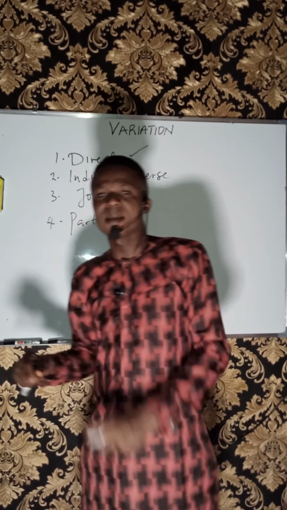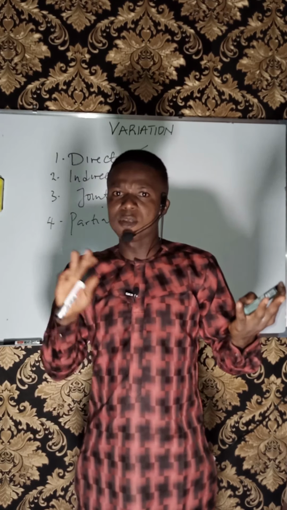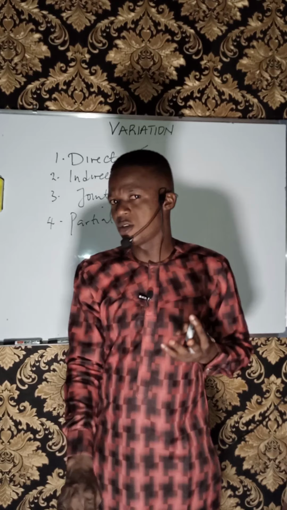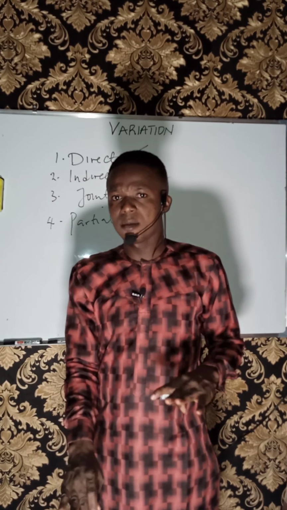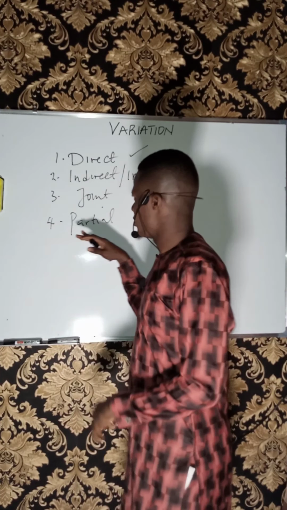You can still see this example when you're talking about work. When there are more laborers, the time it will take them to perform the work will reduce. But when the laborers are few, the time will increase. So you can see that it is still indirect variation.